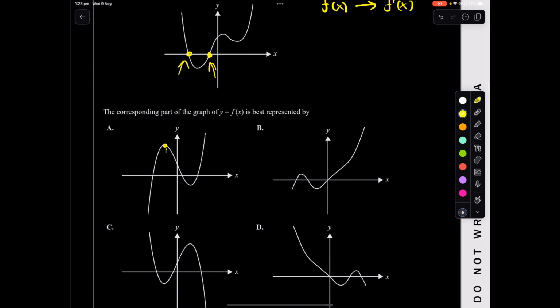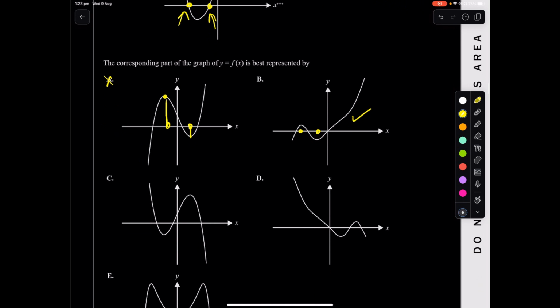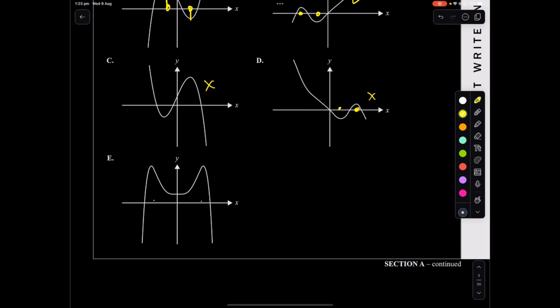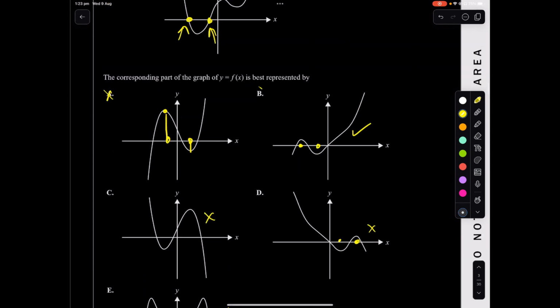Nope. This one has over here, but also here. Nope, this one's not right. What about this one? Here and here. True. Let's just put a tick on that. Let's double check them. Nope, not this one over here. This one over here, nope. And this one over here and over here, nope. So the only answer would be B.